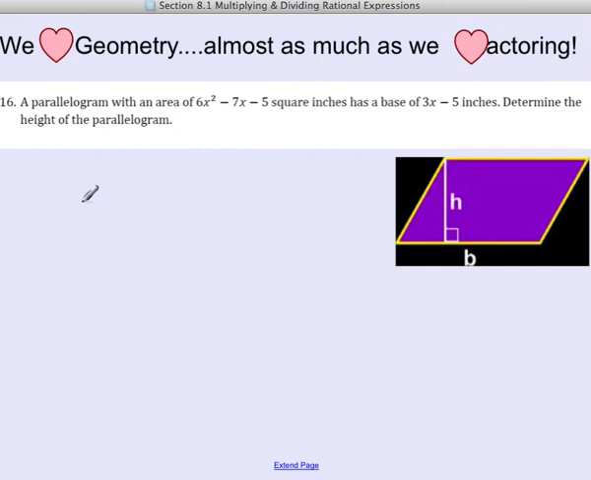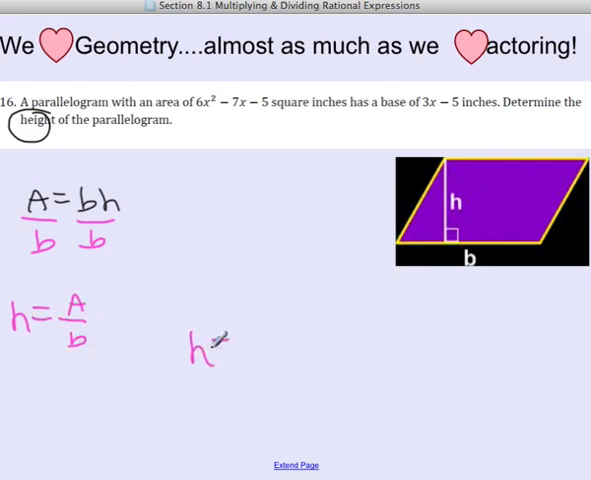Well, just to remind you, area of a parallelogram is just base times height. So if I want to find the height, okay, I would divide both sides by the base. So the height is equal to the area divided by the base. So let's go ahead and set this up. My area is 6x squared minus 7x minus 5 over my base, which is 3x minus 5. So I need to divide this, and in order to divide, I need to factor the numerator.